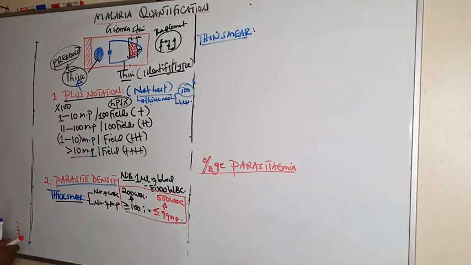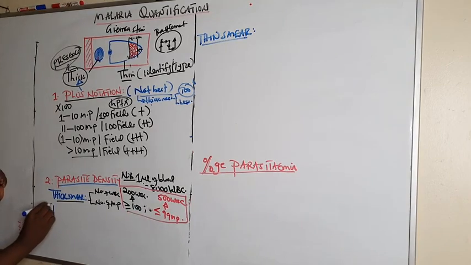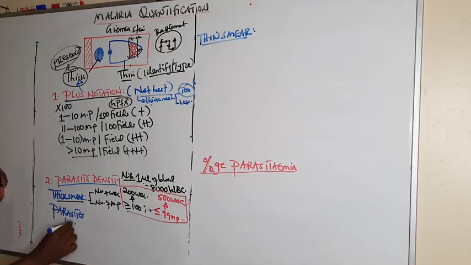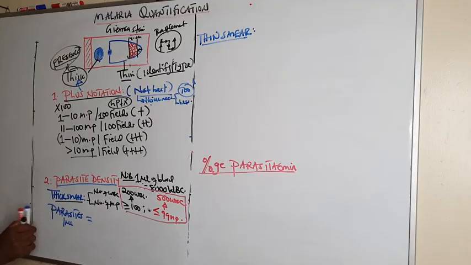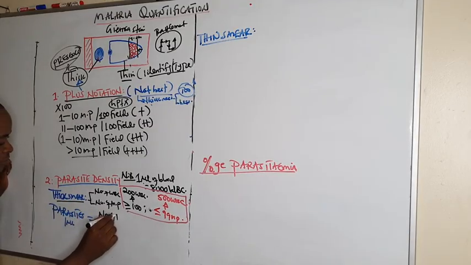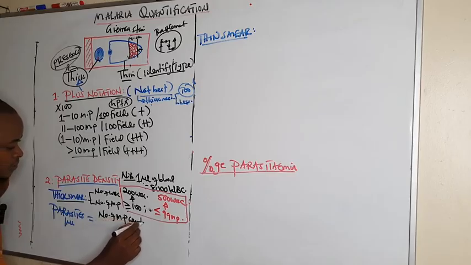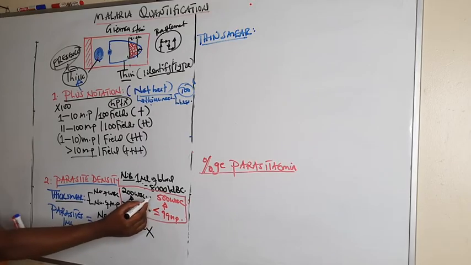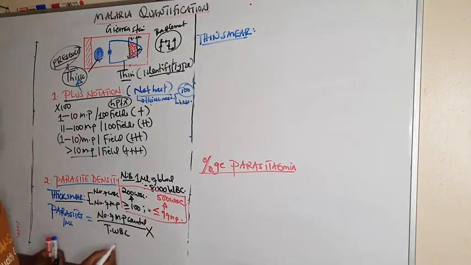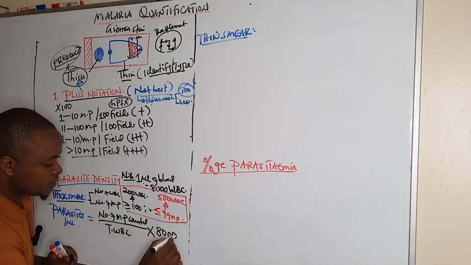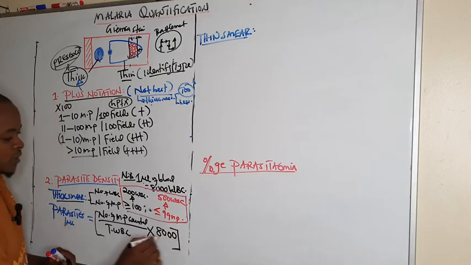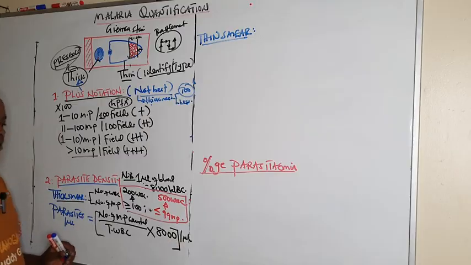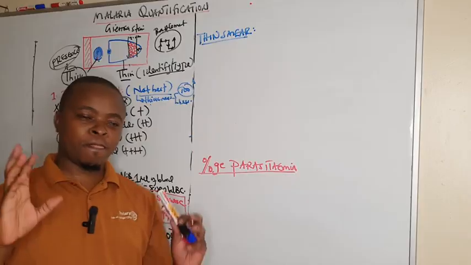And for the formula for calculating this, we are going to say that parasite density, or number of parasites per microliter of blood, is equal to the number of malaria parasites counted over the total white blood cells counted, times the average number of white blood cells per microliter of blood, which is 8,000. So the results are recorded in per microliter of blood.